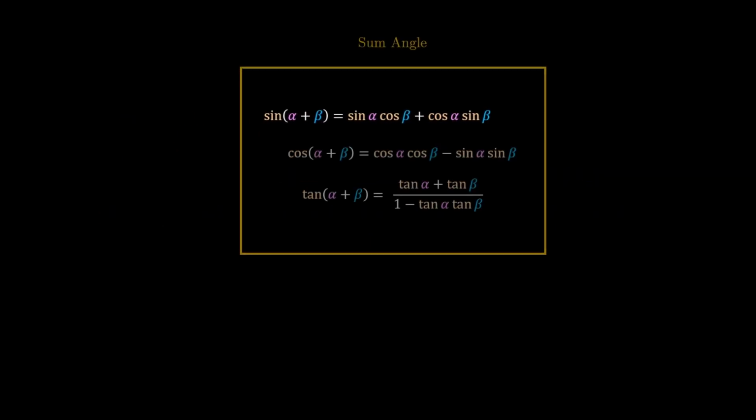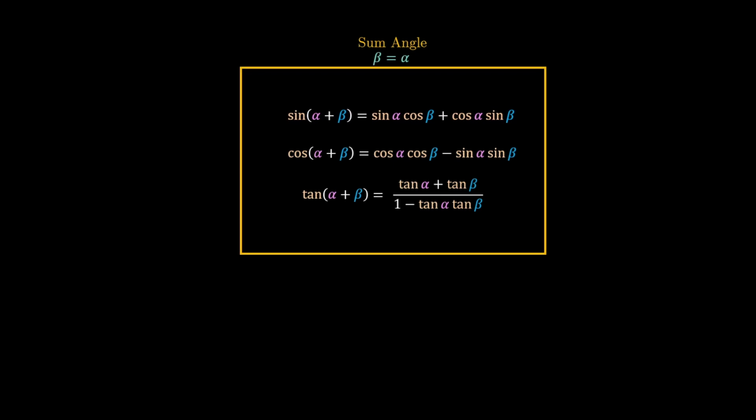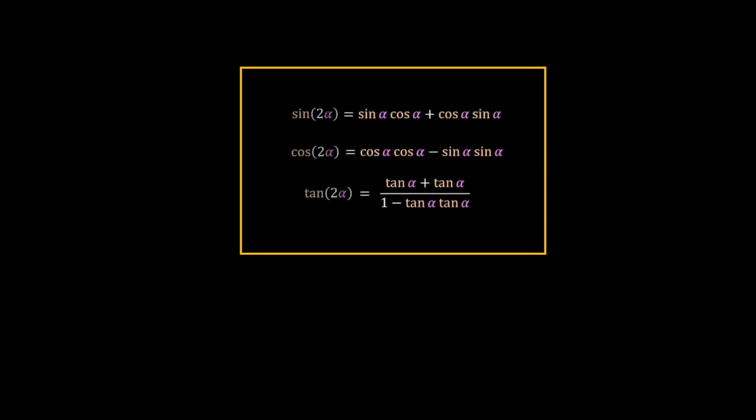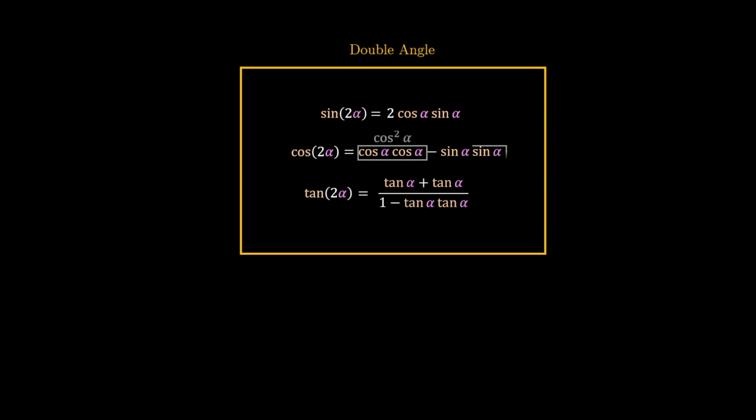Now, going back to the sum angles, if we were to let beta equal gamma, then we can see that we arrive at the double angle. It becomes 2 alpha. For sine 2 alpha, we can see that it has sine alpha, cosine alpha repeating, so it can simplify to 2 cosine alpha sine alpha. For cosine 2 alpha, we can see that it has cosine times cosine, which becomes cosine squared, and we have sine times sine, which becomes sine squared, so it simplifies to the following. And lastly, for tangent 2 alpha, we see we're adding 2 tangents on the top, and we are multiplying 2 tangents in the denominator, so we simplify to the following.